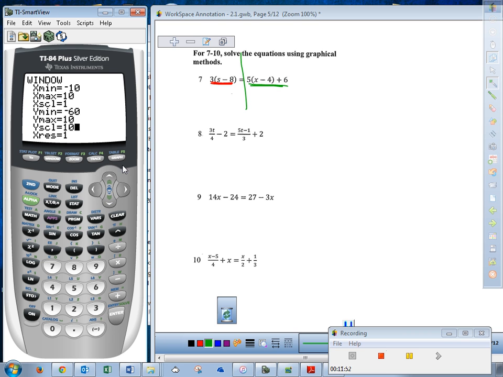All right, let's see if I can find it then. Hit graph. Yes! Thank you for going big. Again, my window, I went the y minimum right here. I just changed it to negative 60, went by tens. So then I graphed it. How do you find the intersection? Second, calculate. Intersection is choice 5.